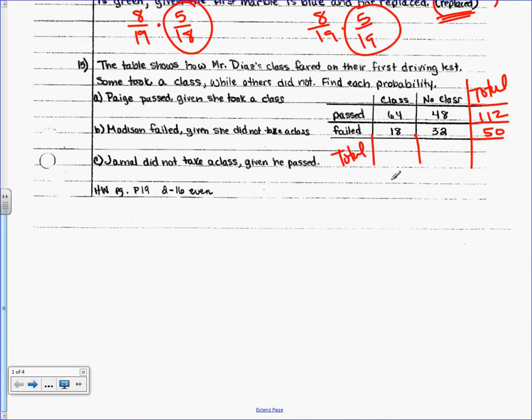Very good. Now I'm going to do totals vertically. How many kids took a class? 82. How many did not? 80. Is anybody confused? Okay, good, because we haven't really done anything yet, right?